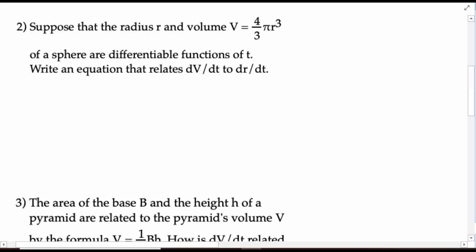And they say this is a differentiable function of time t. Write an equation that relates dV/dt, the rate of change of the volume, to dr/dt, which is the rate of change of the radius.